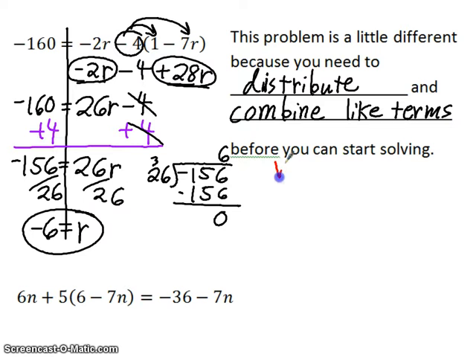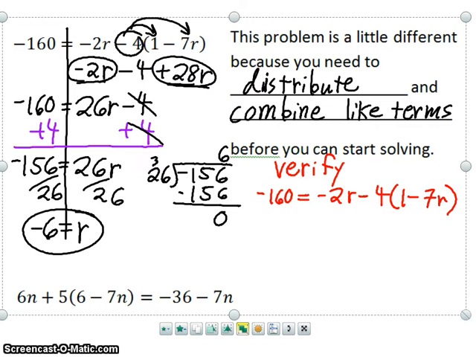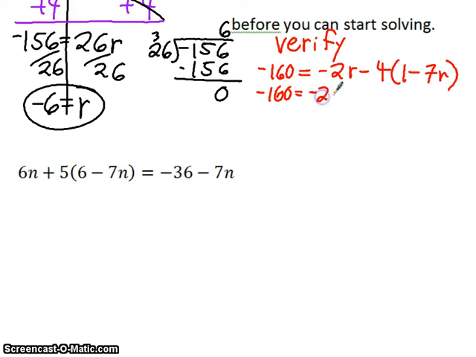So to verify this, I'm just going to rewrite the exact same equation. -160 equals -2r minus 4, parentheses 1 minus 7r. So again, I've just copied the original equation, and then I'm going to substitute, just like I do every time I verify. So -160 equals -2 times r is -6, minus 4 parentheses 1 minus 7 times r again is -6.